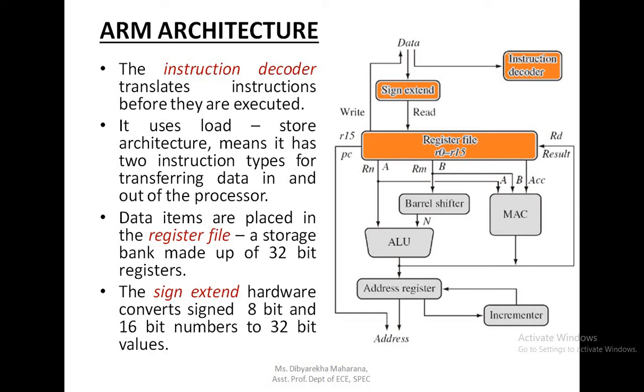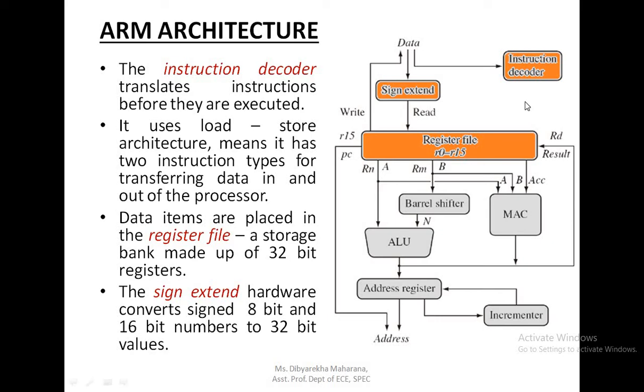The instruction decoder translates instructions before they are executed. Now in the diagram here you can see the data bus is connected to the instruction decoder. So the data will come to the instruction decoder for decoding purpose. It uses the load and store architecture, which means it has 2 instruction types for transferring data in and out of the processor. The data items are placed in a register file, a storage bank made up of 32-bit registers.